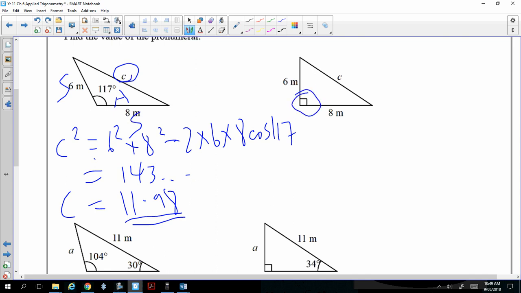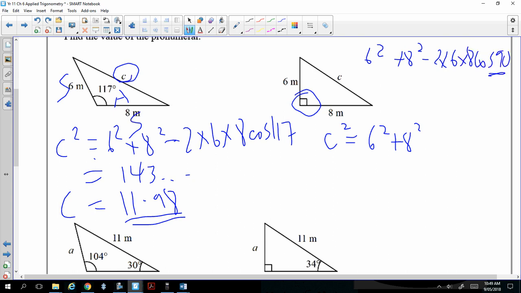Now, what if you use the cosine rule? Would it give you the same answer? Well, you will, but let's see what happens. Now, you got the extra 6 and 8. Cos 90. What's cos 90? Cos 90 is 0, isn't it? So that's why this just disappears, becomes the Pythagoras theorem. Okay? You can use it, but can you see why it still works? Because cos 90 is 0.